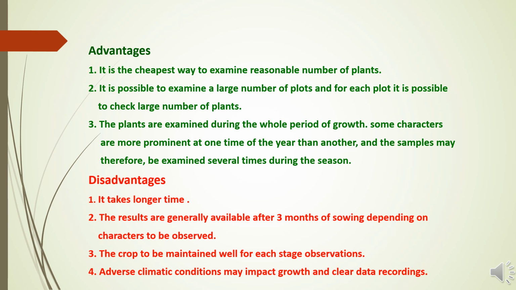If we discuss the constraints and disadvantages, it takes longer time and the results are generally available after 3 months of sowing, depending on characters to be observed and nature of variety growth period. And the crop is to be maintained well for each stage of observation, and adverse climatic conditions may impact growth and clear data recording also.